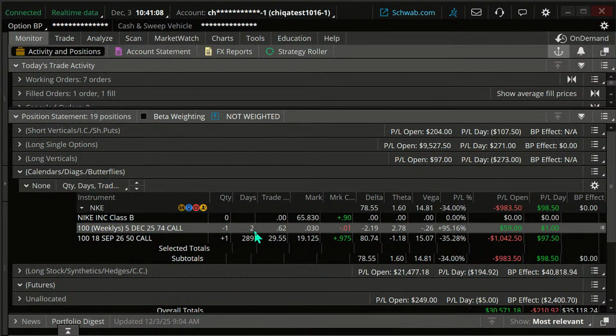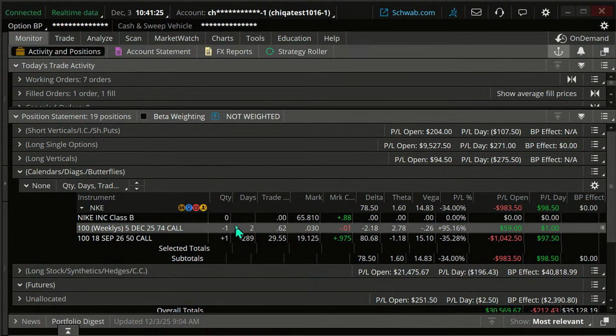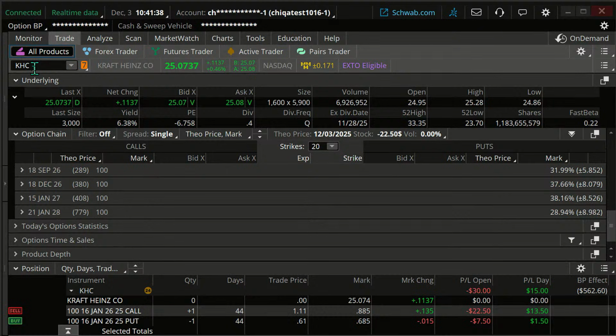2 days to go. So this basically is worth nothing at this point. And so what I'm going to do is I'm going to continue with this. We've been getting hurt really badly, but this is more of an experiment than anything. We're just going to see how much premium we can get by continuing to roll out those call options on Nike. So I'm going to roll this out. Let me go to the trade tab. Let's go to Nike.